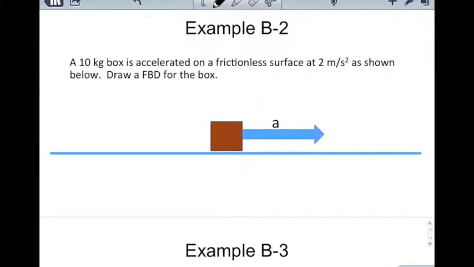Okay, a hint on this example B2. It says a 10 kilogram box is accelerated on a frictionless surface at 2 meters per second squared. Draw a free body diagram for the box. You should be able to take the mass here and figure out what the weight and the normal force are, and then take the mass and the acceleration and solve for what the force is to the right. Now this term right here also tells you what friction is, so you should be able to draw that on your own.